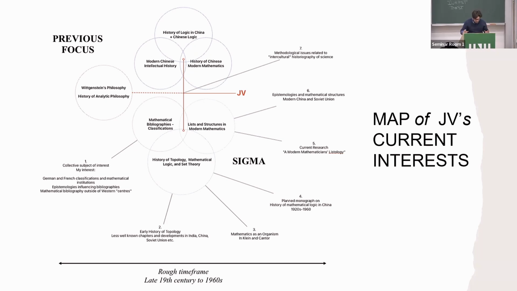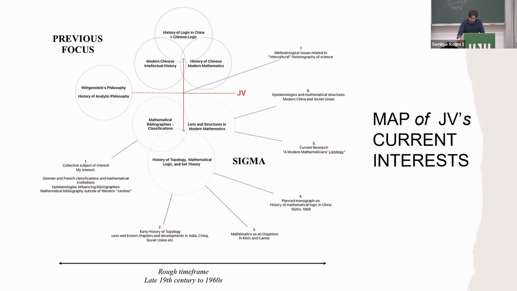And in the framework of Sigma, I'm focusing on 3 different things. First of all, history of mathematical bibliographies, and especially classifications. In the framework of this sphere, this is a collective interest which we share with all the rest of the members of the cluster. In the framework of which I'm mostly interested in development of German and French bibliographies at the turn of the 19th, 20th century, more specifically Jahrbuch and Revue semestrielle.